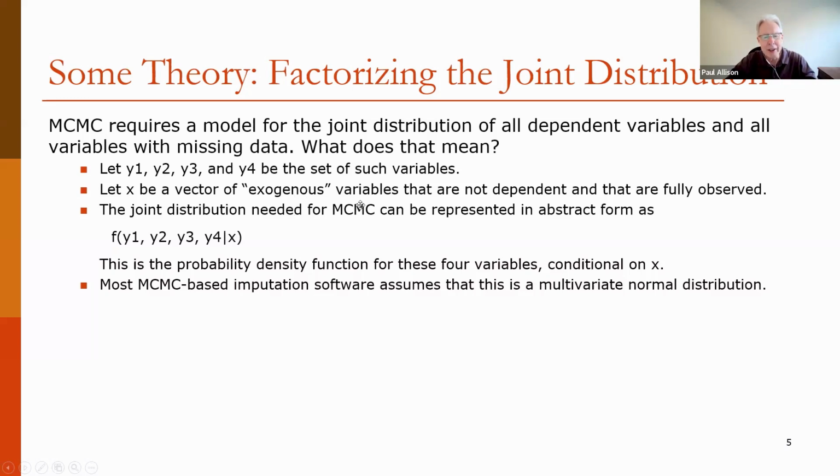Now, in order to do MCMC with these variables, we need their joint distribution, and we can write that in abstract form as follows. f here is a conditional density for y1, y2, y3, and y4. Now, if these were all dichotomous, this would actually be a probability. That is the probability that y1 takes on a particular value, y2 takes on a particular value, and similarly for y3 and y4, conditional on x.